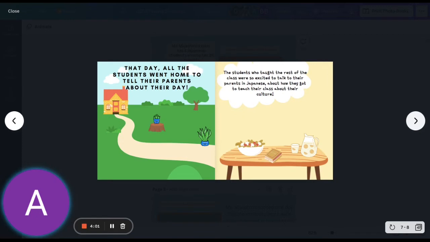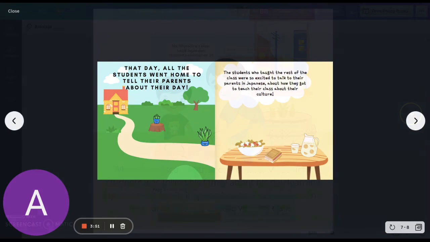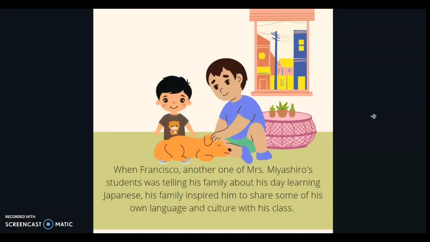That day, all the students went home to tell their parents about their day. The students who taught the rest of the class were so excited to talk to their parents in Japanese about how they got to teach their class about their culture. When Francisco, another one of Miss Miyashiro's students, was telling his family about his day learning Japanese, his family inspired him to share some of his own language and culture with his class.